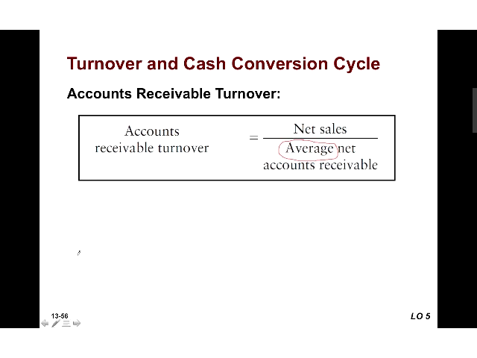This is going to measure our ability to collect cash from customers. Are we collecting cash? This is, on average, how many times a year we turn our receivables over. Rule of thumb, the higher the better on this one.